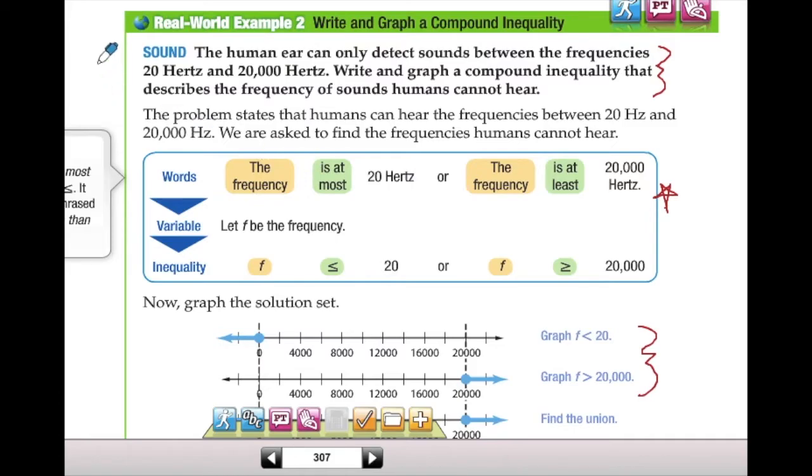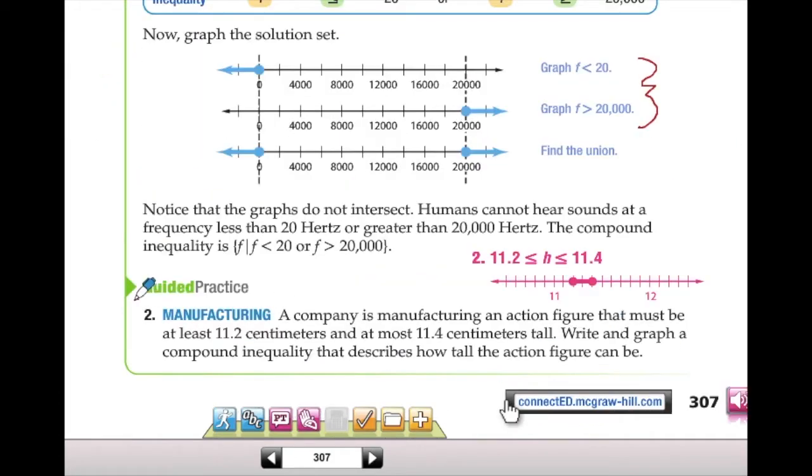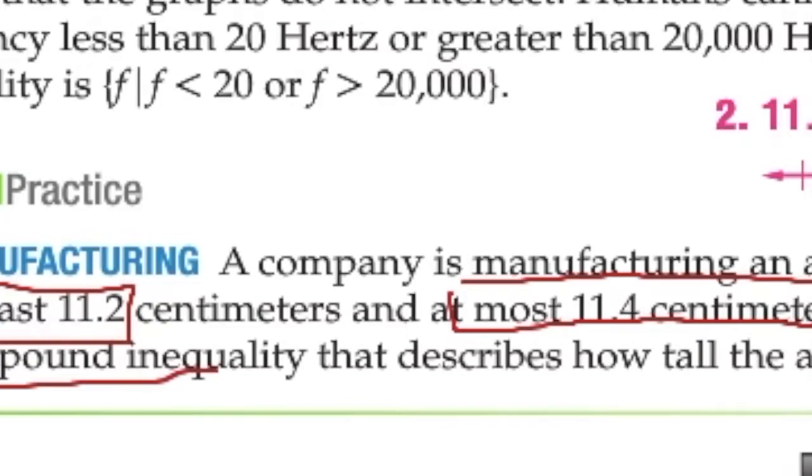Make sure you take time to read through this example before trying one on your own. At the bottom of page 307, we have a guided practice problem. A company is manufacturing an action figure that must be at least 11.2 centimeters and at most 11.4 centimeters tall. Write and graph a compound inequality that describes how tall the action figure must be.